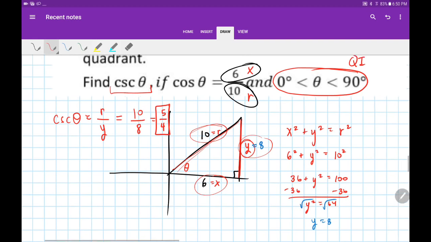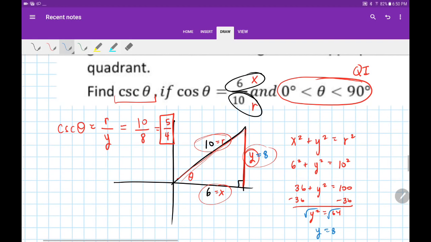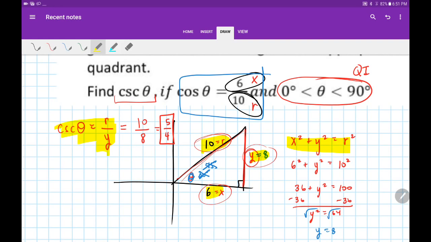So notice we didn't use any special right triangles here. We didn't even know the value of theta. It wasn't given like 30 degrees or 45 degrees. We didn't have any of that. Just based on the cosine information and then our Pythagorean theorem, we were able to solve for all of the values and then just use the x, y, and r formula to figure out cosecant.